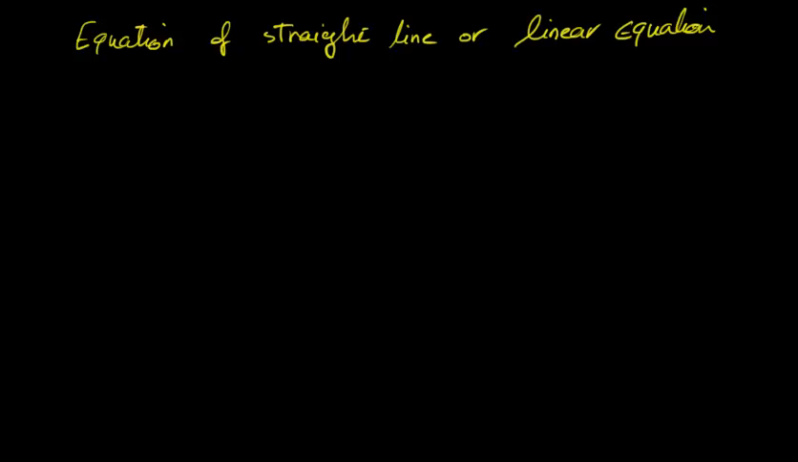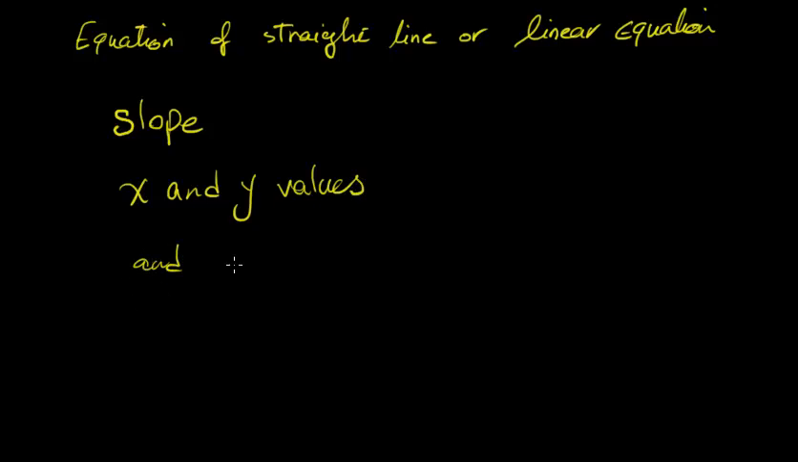So those concepts are slope, x and y values, and intercept. We start with these concepts before going to talk about the different ways to write an equation for a straight line. So let's start with slope.